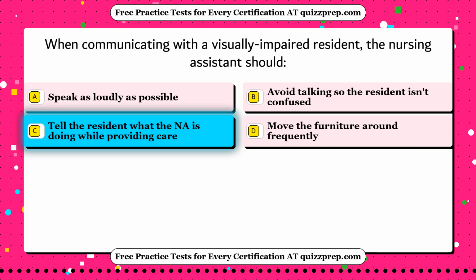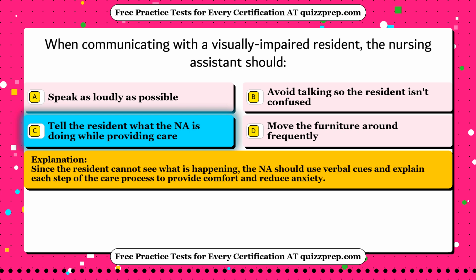The correct answer is option C, tell the resident what the NNAAP is doing while providing care. Since the resident cannot see what is happening, the NNAAP should use verbal cues and explain each step of the care process to provide comfort and reduce anxiety.